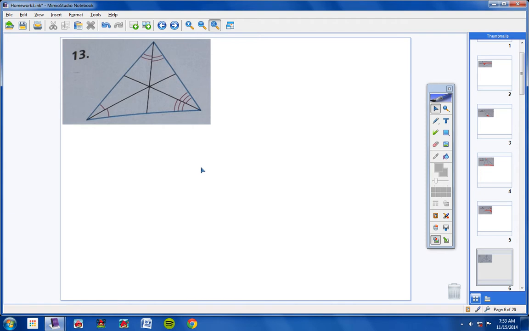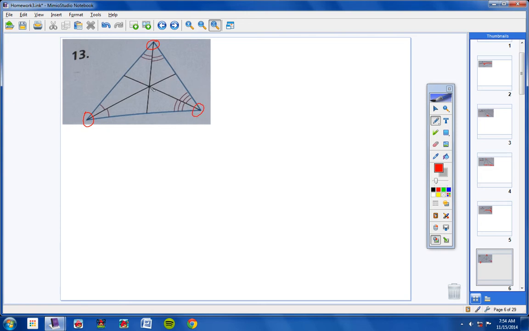On numbers 13 through 16, we're going to name the point of concurrency. Concurrency means the point where all three lines intersect. So we don't know what that point is called until we first decide what each one of these lines are. If you look, all of these lines are angle bisectors. This big angle here has been cut in half, this angle here has been cut in half, and this angle here has been cut in half.